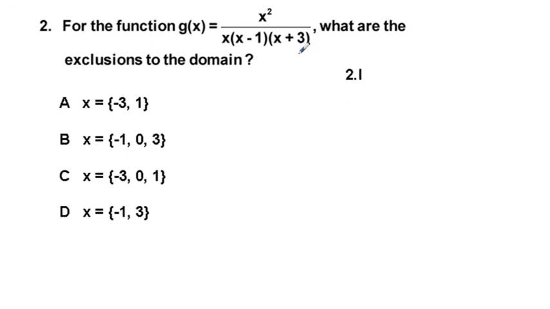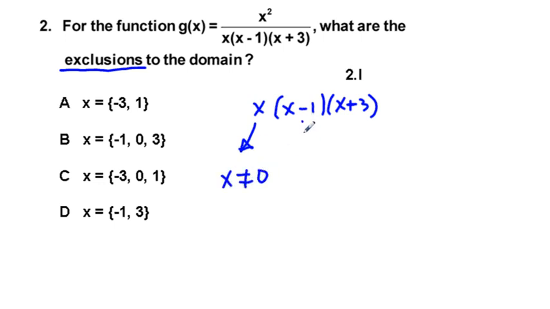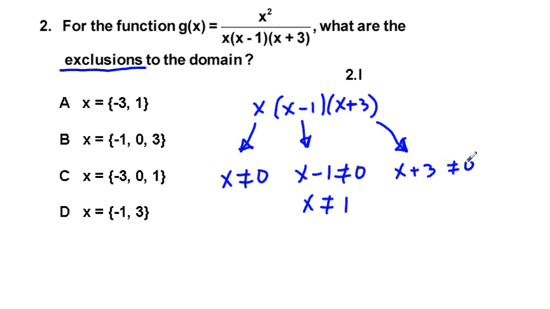Next, for the function x squared over x times (x minus 1) times (x plus 3), what are the exclusions to the domain? Well, basically, exclusions in this case mean the same as discontinuities. Where are the discontinuities or the breaks in the domain of this function found? Well, because of the zero factor property, we can take this denominator, x times (x minus 1) times (x plus 3), and set each of these factors to cannot equal 0. Then x minus 1 cannot equal 0, therefore x cannot equal 1, and for the one on the right, the quantity x plus 3 cannot equal 0, and solving for x, x cannot equal negative 3.